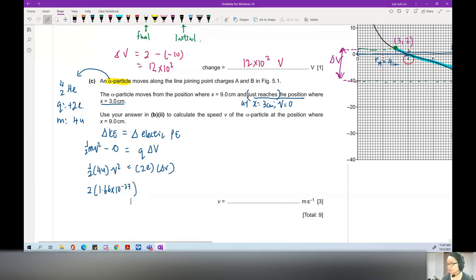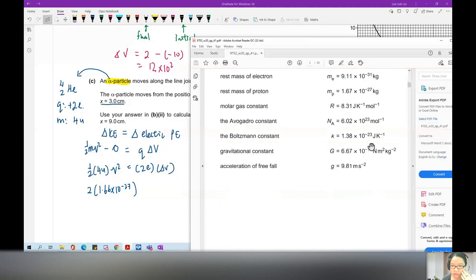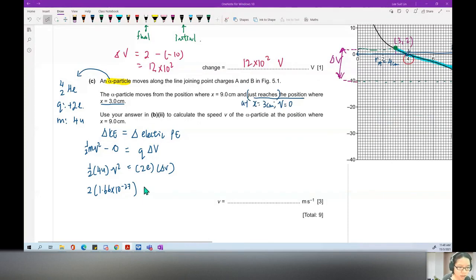You can find, once again, from your data sheet here. So if, let's say, you are the type where you don't remember one, always go back to your data sheet and make sure you know where to find it. If not, you only stare at this, you waste a lot of time. Okay? Your electronic charge is here. 1.6 times 10 to the power negative 19. See this? Take some time to stare at it, to familiarize with it.